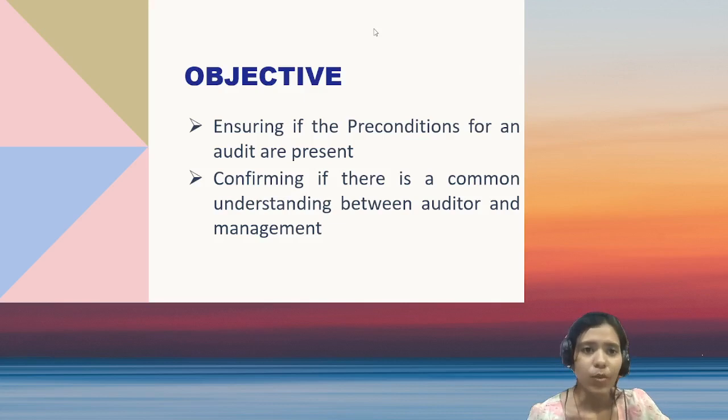As I said, an agreement is a valid agreement only when it is agreed upon by both the parties. So the second objective basically says that we need to ensure that the engagement letter has been agreed upon, and only then the auditor proceeds.